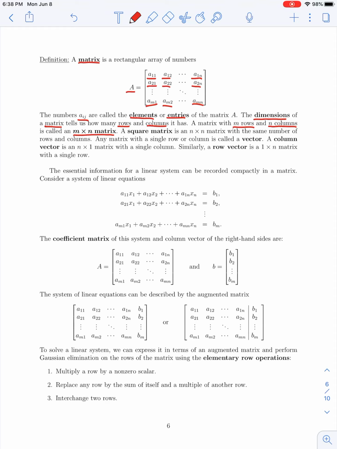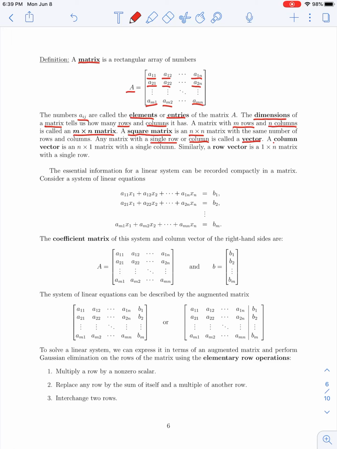Now, in the special case that we have the same number of rows and columns, our matrix is said to be a square matrix. So that would be some n by n matrix that has the same number of rows as columns. And in some special cases that we'll consider throughout the course, we'll work with a matrix that has only a single row or a single column. Any matrix that consists of a single row or a single column is sometimes called a vector. You might have seen vectors in your calculus courses before.